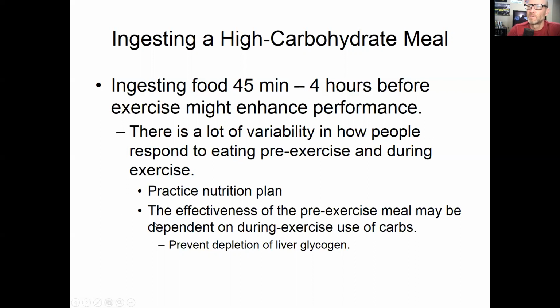The effectiveness of the pre-exercise meal may be dependent on during exercise use of carbs. That is, what you are taking in during the exercise may actually negate any pre-exercise meal benefits. But the whole idea of either of these strategies is you're trying to prevent depletion of liver glycogen.